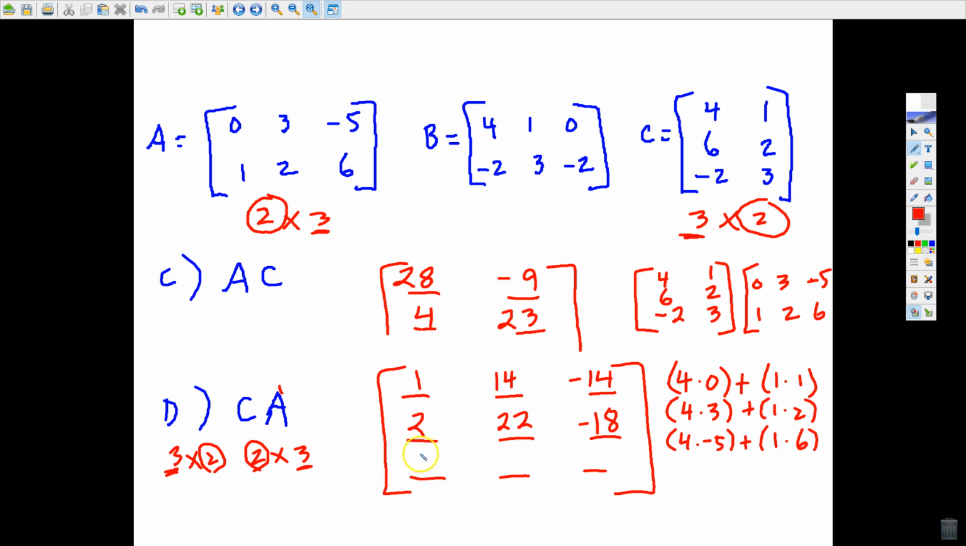So it looks like row 3, column 1 of the product matrix is 3. Everybody get that? Okay. What about row 3, column 2? 0. And the last one? 28. Everybody agree? Any questions? That is matrix multiplication.